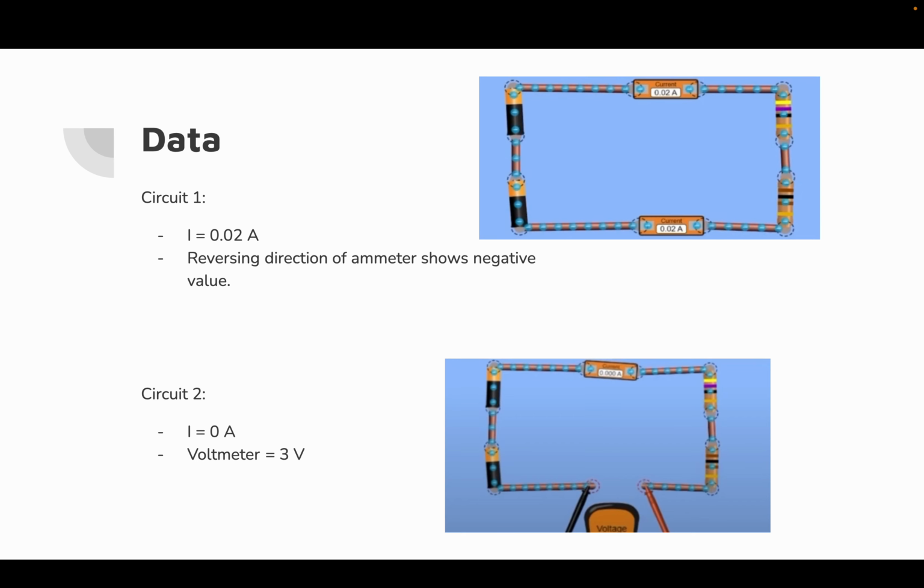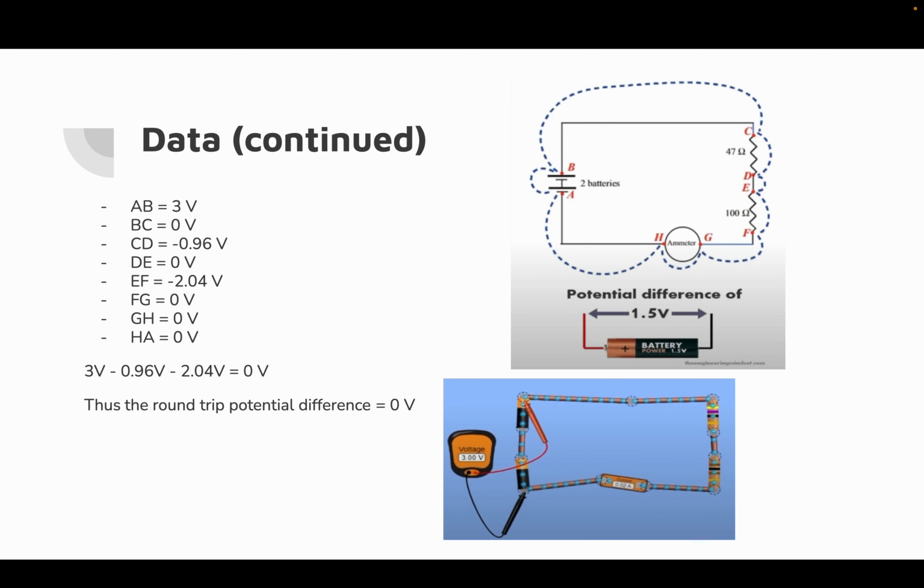When connecting the battery, resistors, and ammeters in a series, the circuit remains at a constant 0.02 amps. Reversing the direction of the ammeters showed negative values. In circuit 2, a voltmeter replaced an ammeter. The voltmeter read 3 volts while the ammeter measured 0 amps because the circuit was now open.